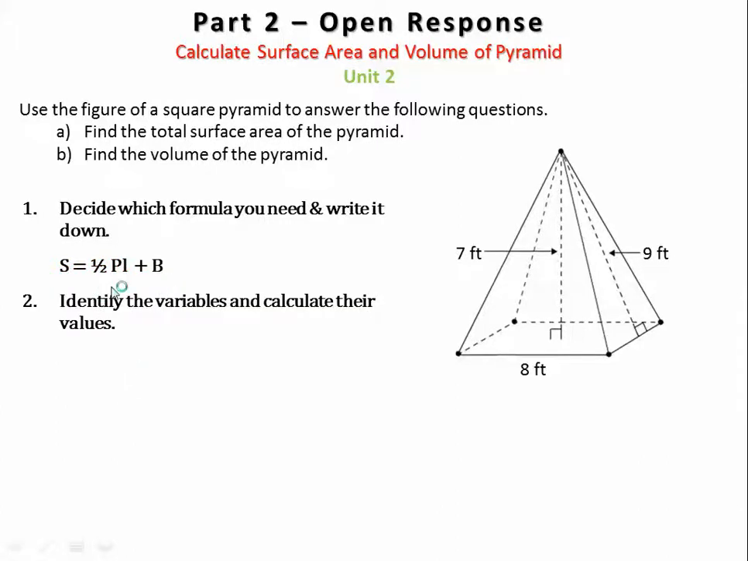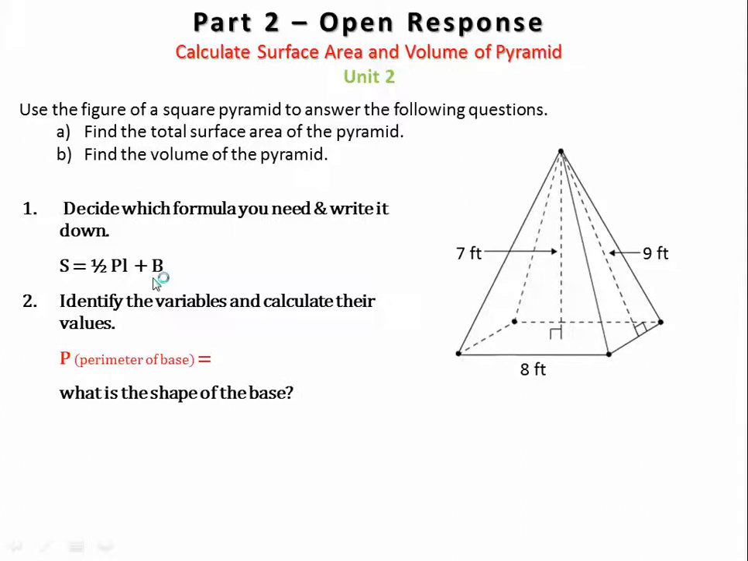So I'm going to look at the formula and identify the variables, and then I'm going to calculate their values. Okay, so my variables are, I'm looking for surface area, so I know I need to find that. But the variables in the rest of the formula are P for perimeter, L for slant height, B for area of the base.